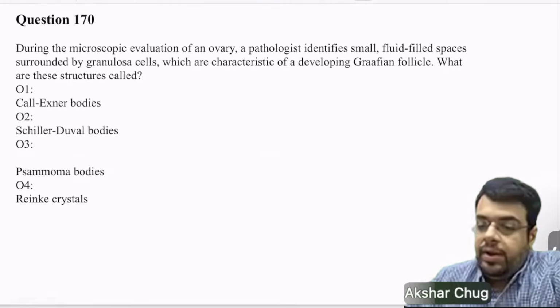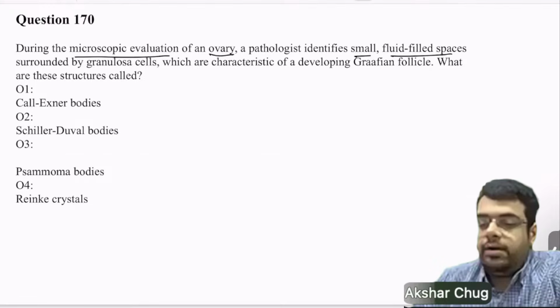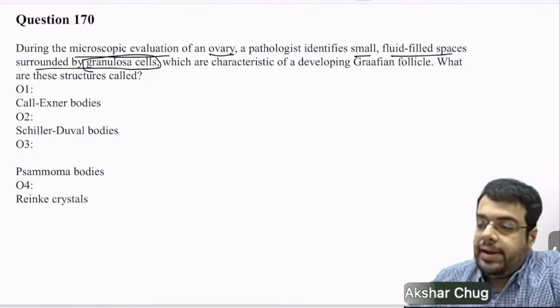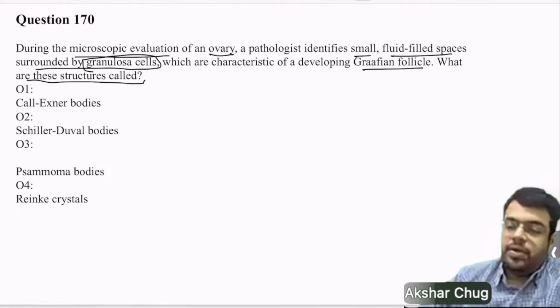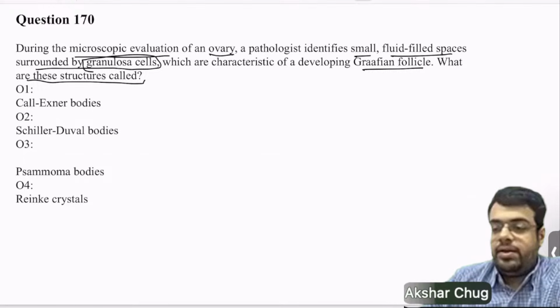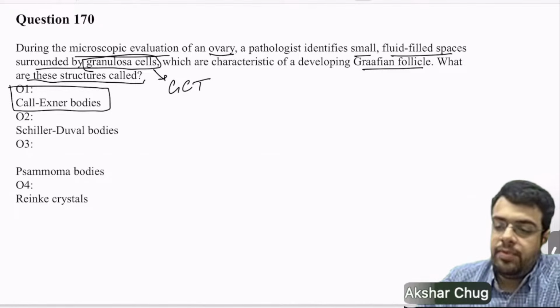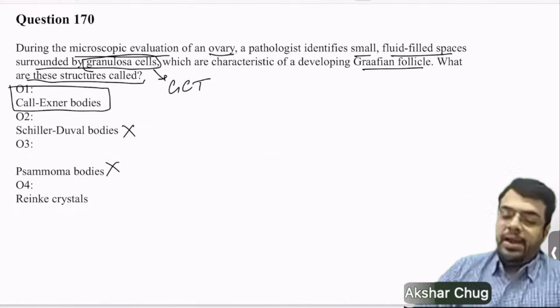During microscopic evaluation of an ovary, a pathologist identified small fluid-filled spaces surrounded by granulosa cells. Which of the following is characteristic of a developing Graafian follicle? What are these structures called? As we know, the tumor we are talking about is granulosa cell tumor, and the bodies we see are Call-Exner bodies. Schiller-Duval bodies are seen in yolk sac tumor. Psammoma bodies are seen in serous cancer, and Reinke crystals are seen in Leydig cell tumor.